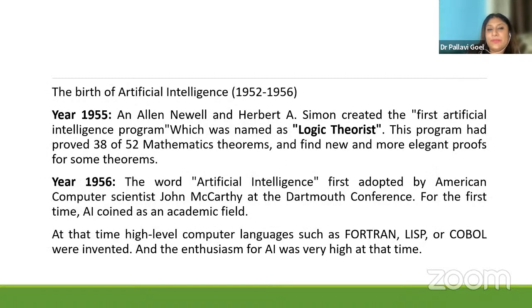The birth of AI. Allen Newell and Herbert Simon created the first artificial intelligence program, named Logic Theorist. This program proved 38 of 52 mathematics theorems, and found new and more elegant proofs for some theorems. In 1956, the term artificial intelligence was first adopted by American computer scientist McCarthy at the Dartmouth conference, and AI was coined as an academic field. From 1956, we used AI in the academic part. At the time, high-level computer languages such as Fortran, Lisp, and COBOL had been invented in earlier days, and the enthusiasm for AI was very high at that time. Next slide, please.